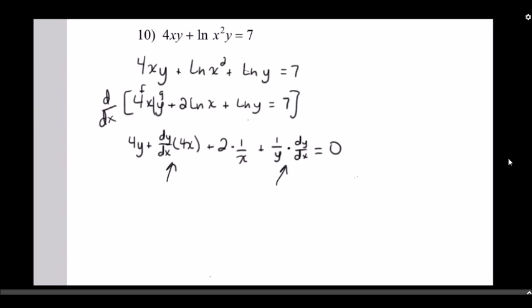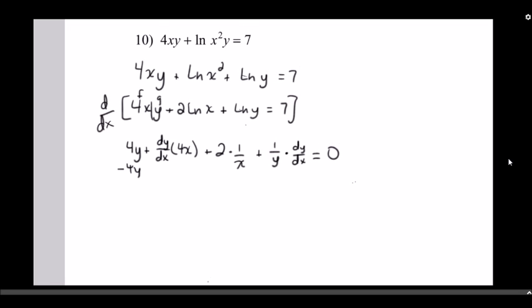Now these terms that have a dy dx, we're going to keep on the left side. These terms here that have no dy dx need to move to the right side. So I'm going to subtract a 4y and subtract a 2 over x from both sides. So then I'm going to have dy dx times 4x plus 1 over y dy dx equals negative 4y minus 2 over x.